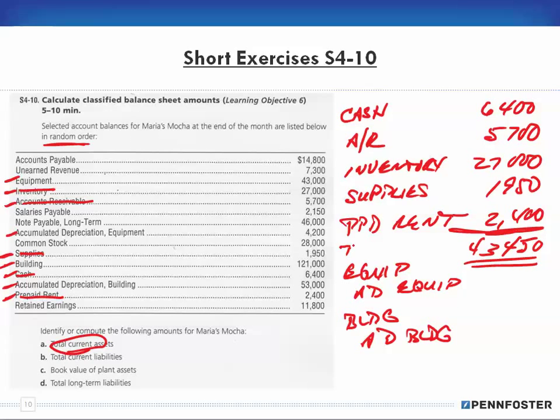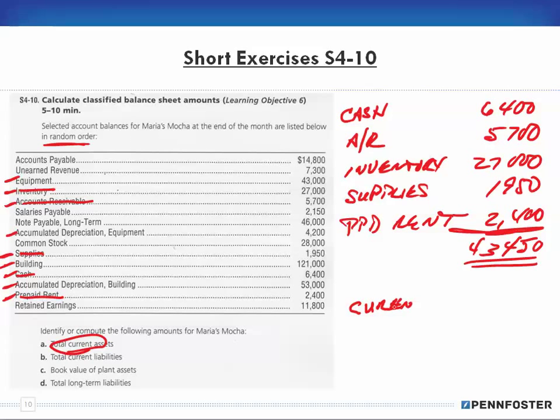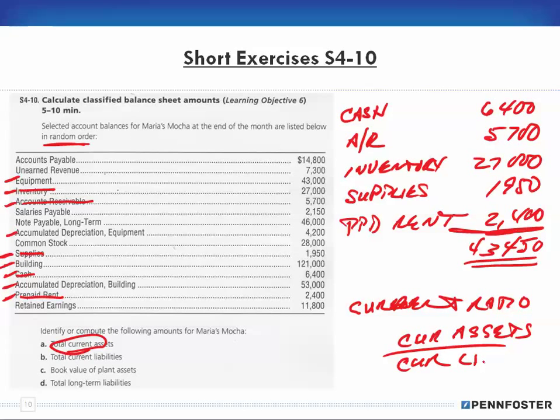$43,450 would be our total current assets. Okay, so $43,450 are our current assets. And I just want to stop for a moment to notice that there's a difference between current, if you remember from math, there we have what's called a current ratio, which is current assets over current liabilities.